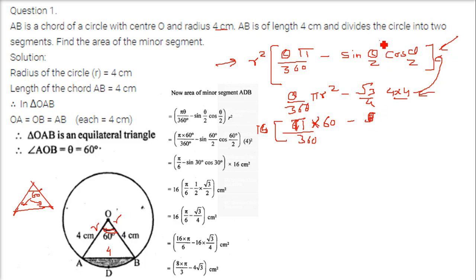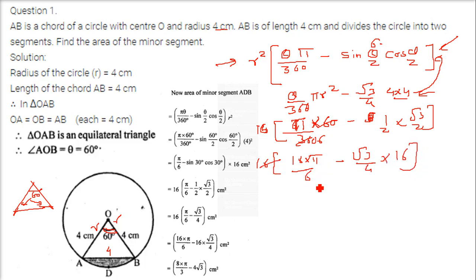I'm using the generalized formula. So sine theta by 2 is sine 60 by 2, that is sine 30, which is half, and cos 30 is root 3 by 2. So we have 16, and 60 by 360 gives pi by 6. Now bring 16 inside, so you get 16 into pi by 6 minus the root 3 by 4 term, with 16 inside. So what do you get? You get 8 pi by 3 minus 4 root 3. So this is the answer. And even if you do it like this, you will get the same one.